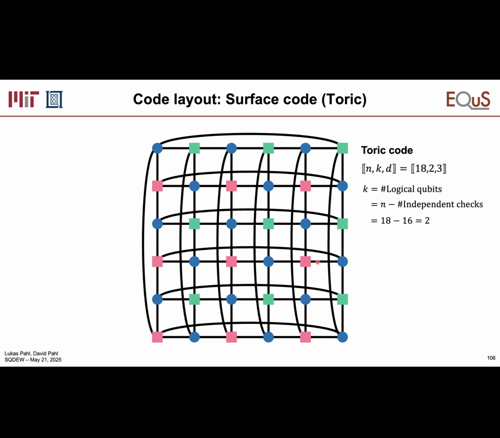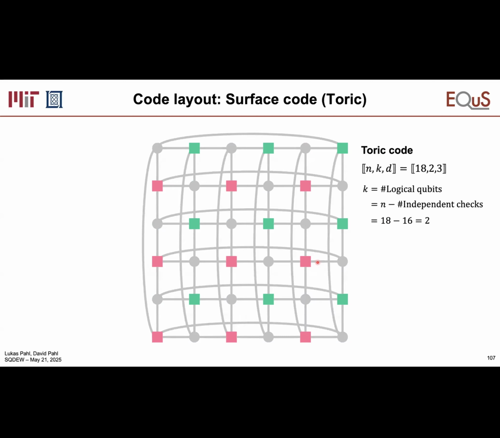The parameters are [[18, 2, 3]]. You can believe me that there's 16 independent checks in this code. So 18 minus 16 is 2. We have 2 logical qubits. And if you insert some errors here, you can see that 2 errors are still being caught, but 3 errors in one row, they don't light up any checks. And so this goes undetected. The distance of the code is 3. That's the level of protection you have. Also in the other bases.